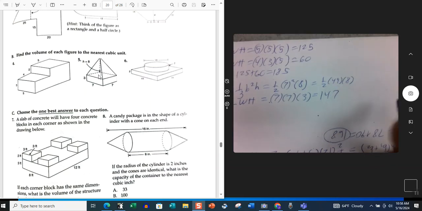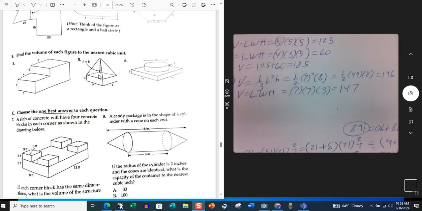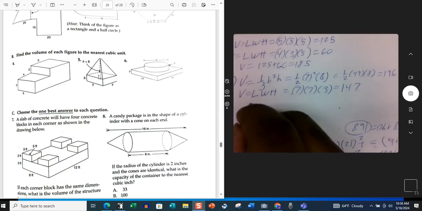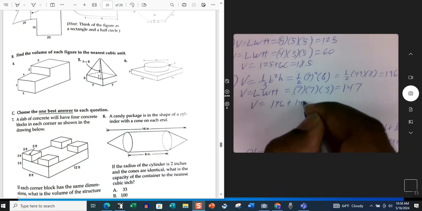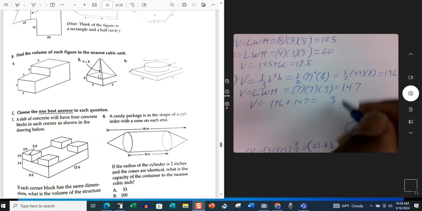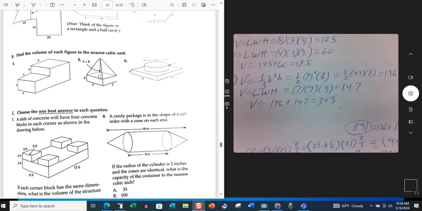So now we'll multiply this out. See, this will be 196. So now the volume is the 196 plus the 147. You add these together, you get 343. All right.